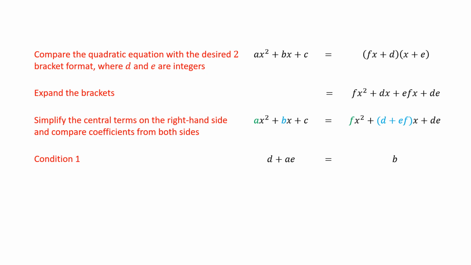So we can now also look at our b term. Our b term is equal to d plus ef, but what we've actually said is that f is equal to a, and we know the value of a. So what we can say is d plus a times e is equal to this b term. And then again, comparing our c term, we have the same condition, which is that d times e is going to be equal to this c term.